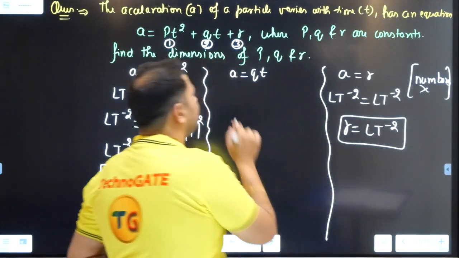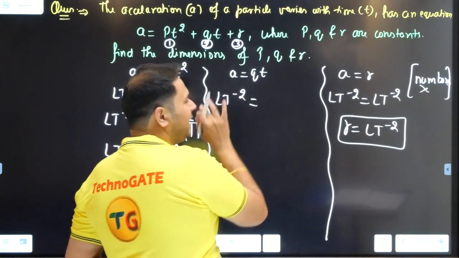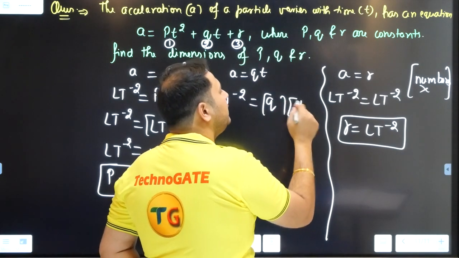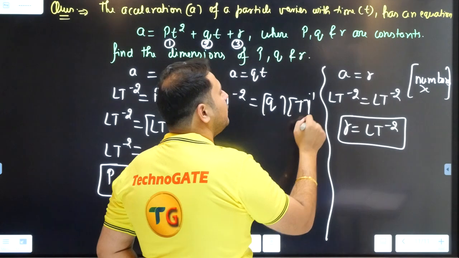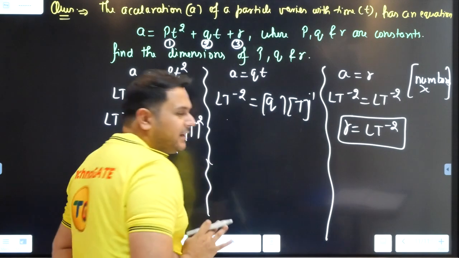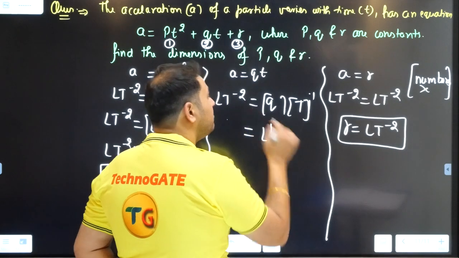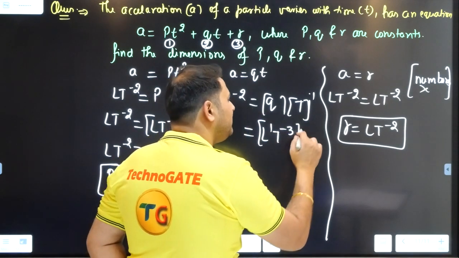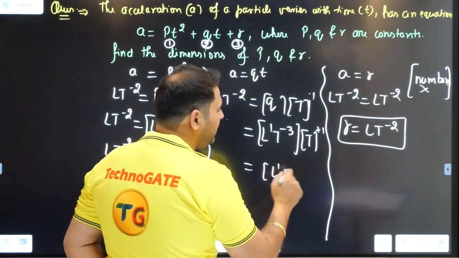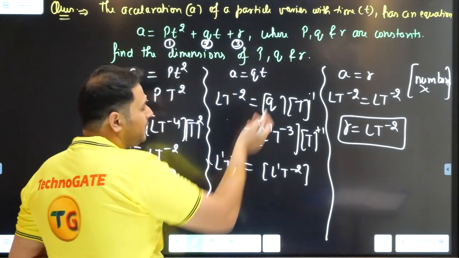Now when I make this, LT minus 2 is what? LHS again, RHS again. What is RHS? RHS is Q into T1. Now in order to make T minus 2 on the right hand side, what do I need to do? I need to write L1 T minus 3 so that when I multiply it with T plus 1, it becomes L1 T minus 2. So what are the dimensions of Q?